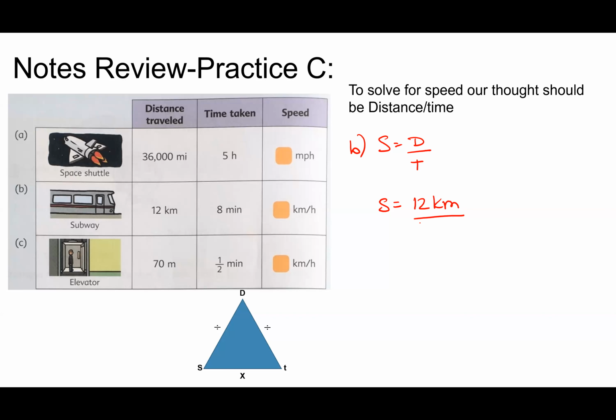Okay, now hold the phone just a second. What do you guys notice about this speed that they want? Am I all set to do kilometers per hour yet? No, I'm going to need to convert minutes to hours, aren't I? This is a little bit confusing. Okay, so let's see here. It's a little bit tough to convert it after we found the speed. So let's go ahead and do it now.